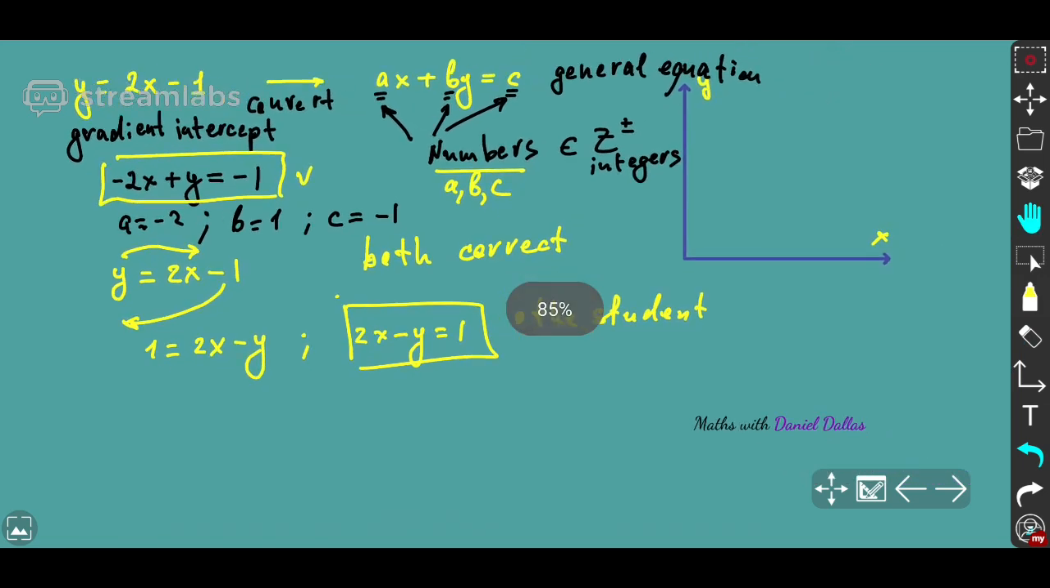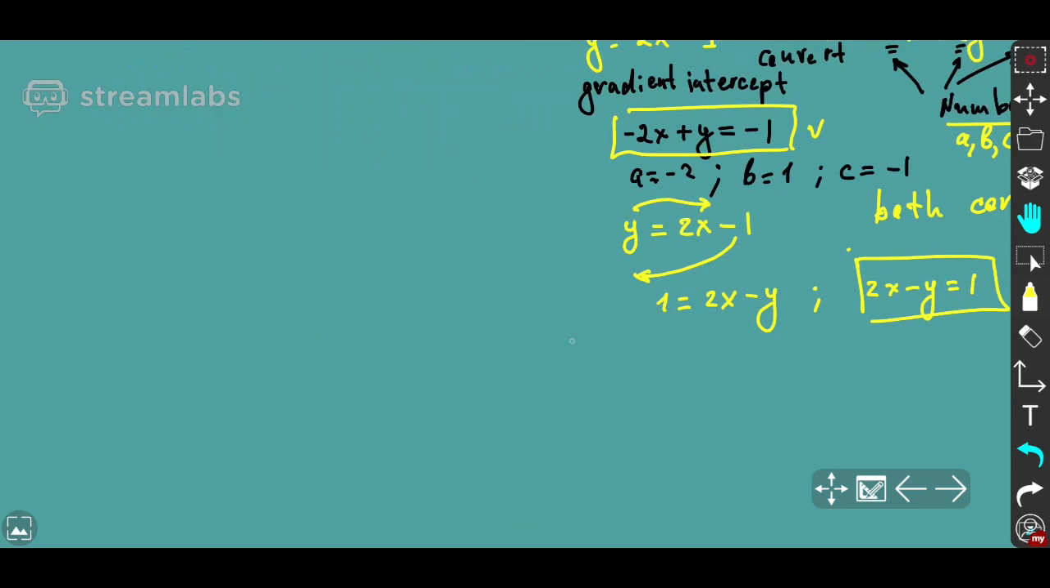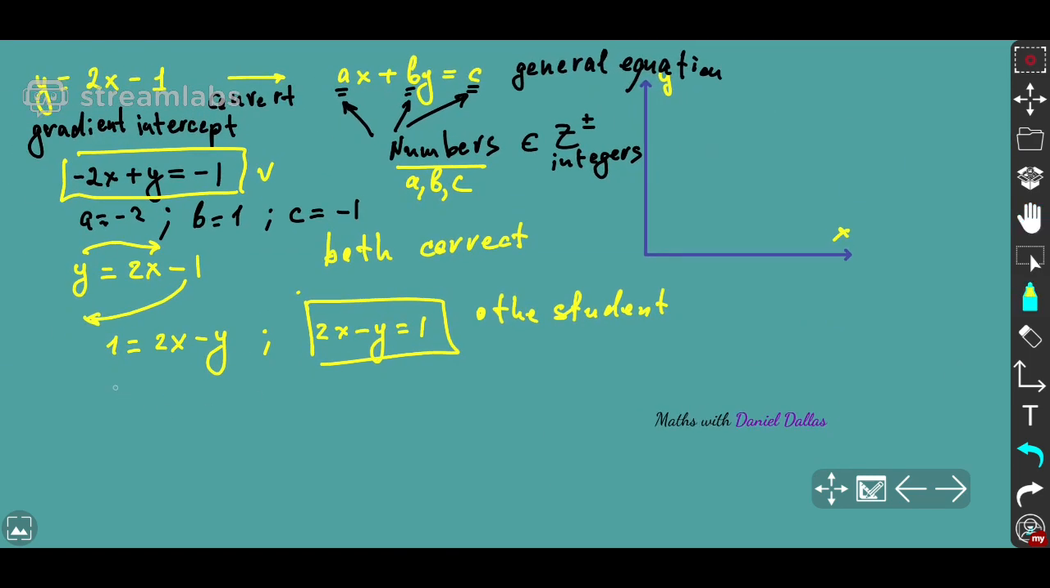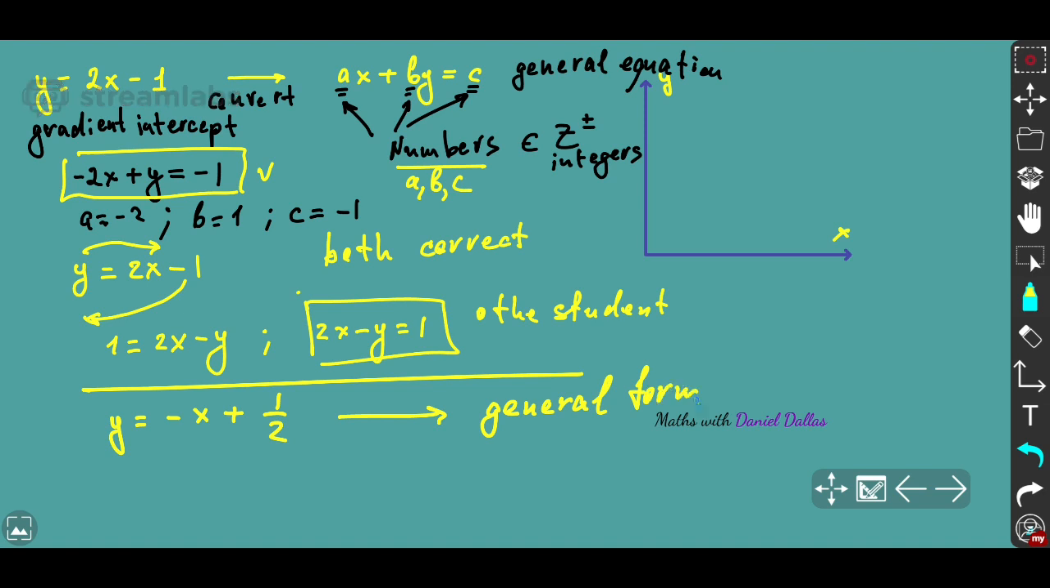So I'll just squeeze this region a little, and let's practice with the following. For example, you have the gradient intercept form, y equals negative x plus 1 over 2, and the question is: please make the general form. So you need to make the general form from the gradient intercept form. You need to rearrange so as to express x and y through the free coefficient 1 over 2.